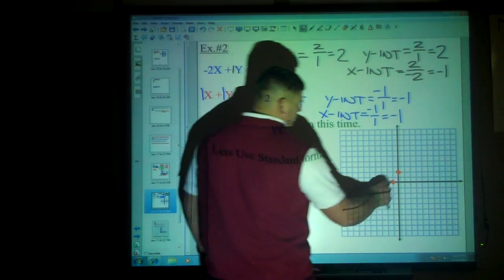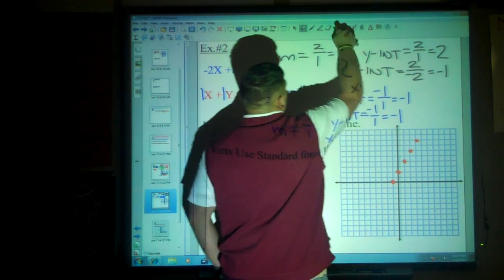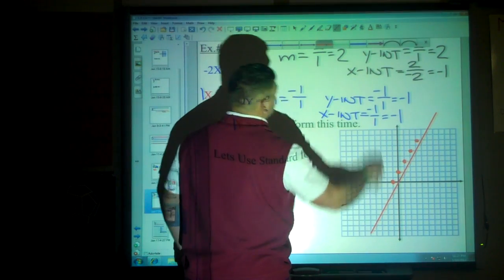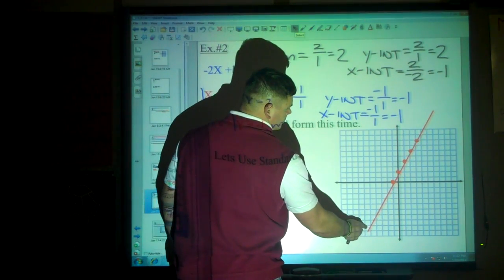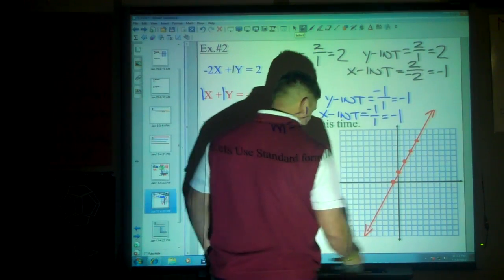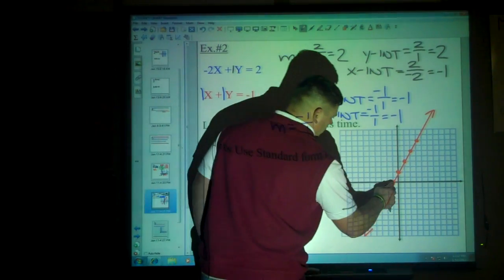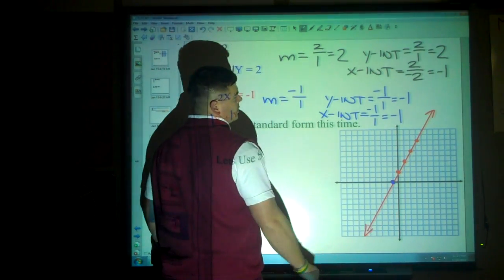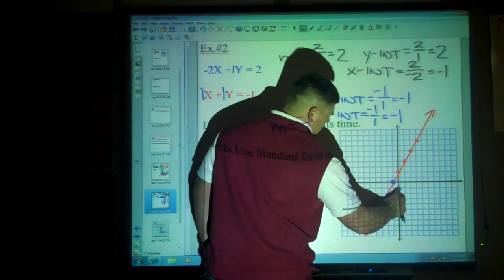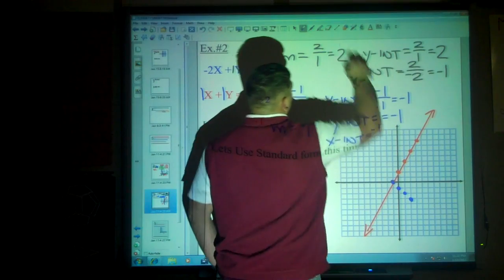And it goes up 2 and right 1 forever, which is enough for me to make a graph. Right there. Arrows on it. And the other one has an x-intercept at negative 1, and a y-intercept at negative 1. And it goes down 1 and right 1, down 1 and right 1 forever.